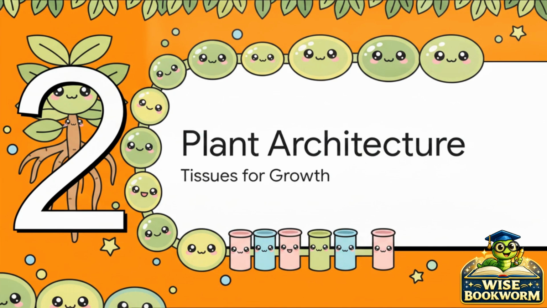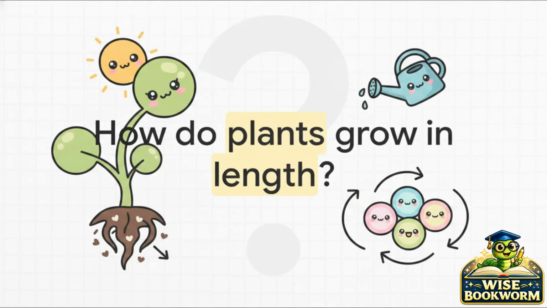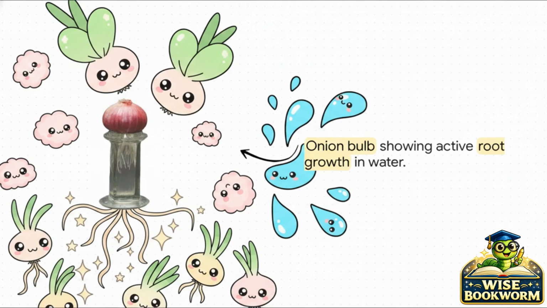Number 2, the Architecture of Plants. So, if plants are literally stuck in the mud, how do they reach for the sky or dig deep into the earth? What's the mechanism actually driving that upward and downward growth? There's this classic experiment that answers this perfectly. Researchers put onion bulbs in water. The roots were growing great, but the second they snipped off just the very tips of those roots, boom, growth completely stopped. It's totally fascinating because it proved plants don't just grow evenly all over, like blowing up a balloon.